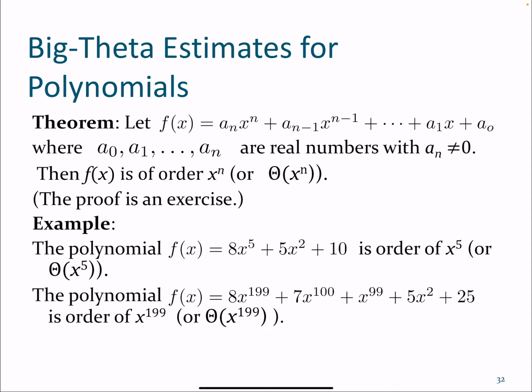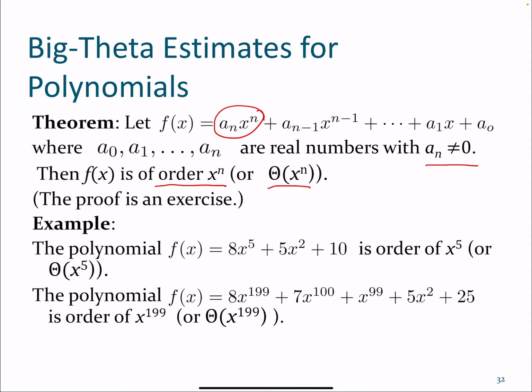Based on the previous examples, we can prove that any polynomial f(x) equals a_n x to the n plus a_(n-1) x to the n minus 1 plus and so on, plus a_1 x plus a_0, where the parameters a_0 to a_n are real numbers with a_n not equal to 0, is of order x to the n, or big theta of x to the n. That means the order of any polynomial is the same as its leading term. This proof is an exercise. You can try to prove it after class.